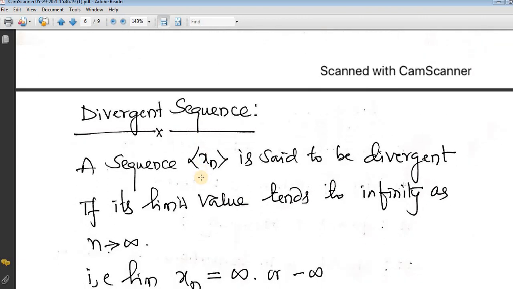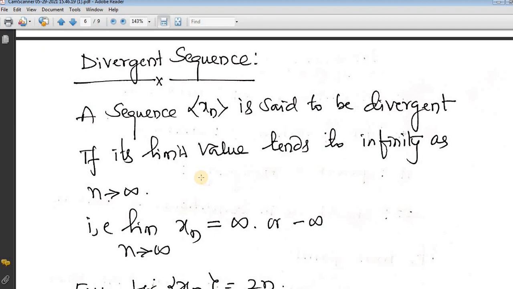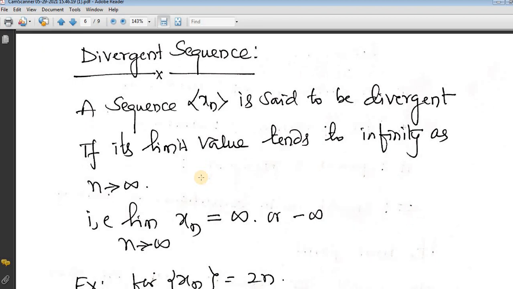Now we'll go for the divergent sequence. What is a divergent sequence? Suppose the limit of a given sequence is plus infinity or minus infinity, then such sequences are called divergent sequences. A sequence xn is said to be divergent if its limit value tends to infinity as n tends to infinity, or the limit of xn as n tends to infinity may be plus infinity or minus infinity. Then such sequences are called divergent sequences.